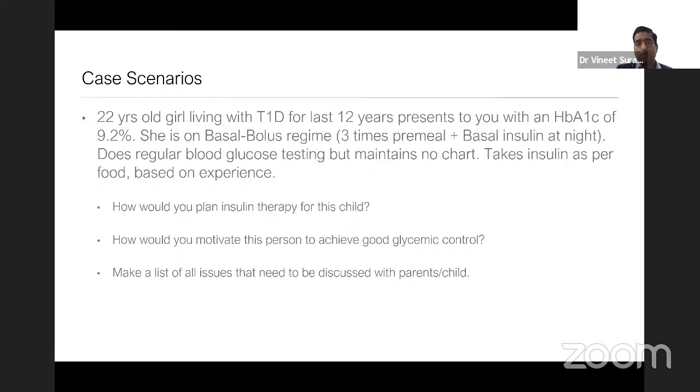Again, the challenge comes: how to plan the insulin therapy for this person. How would you motivate this person to achieve good glycemic control, which is very, very important, and then again make a list of all the issues.